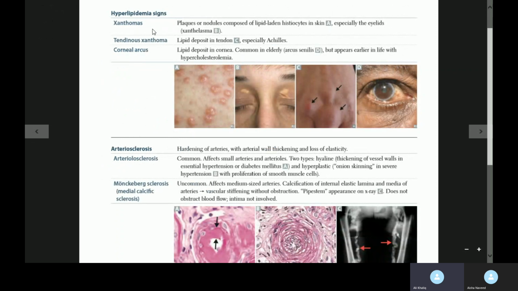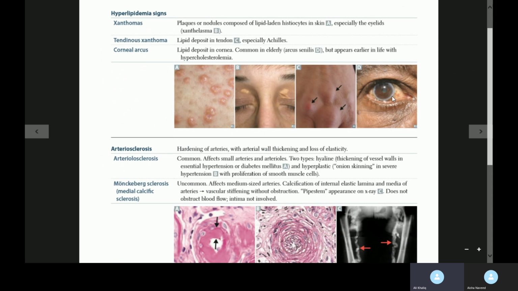So xanthoma, look, these are plaques or nodules which are composed of lipid-laden histiocytes in the skin, and they will look like this. They are simply lipid deposition in your skin. When they are present at your eyelid, they are called xanthelasma, like this. Look how classic they are. They are so classical that you just see them and you diagnose them. These xanthomas can also deposit around your tendons like this, and this is called tendinous xanthoma. Simple.